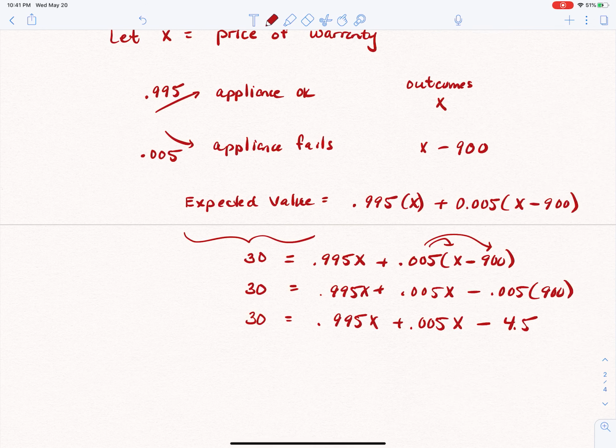Then I'm going to combine these terms, but if you notice, 0.995 plus 0.005 is 1, so that's just going to be X minus 4.5. And this equation just got a whole lot easier. We add 4.5 to both sides, and that's going to be the price of the warranty.